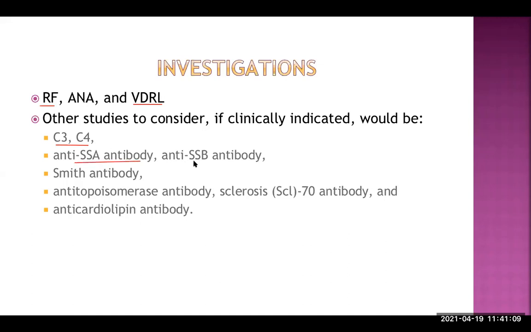Anti-SSA and anti-SSB antibodies, also known as Ro and La antibodies. Ro and La are important types of antibodies which are present in Sjogren syndrome. Smith antibody is a part of SLE. Anti-topoisomerase antibody and Scl-70 antibody are seen in systemic sclerosis. And anti-cardiolipin antibody can be seen in so many different conditions. Again, they are non-specific.